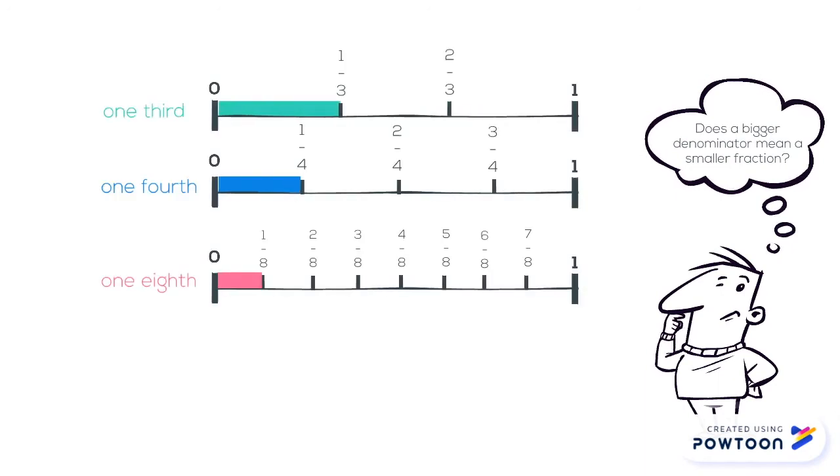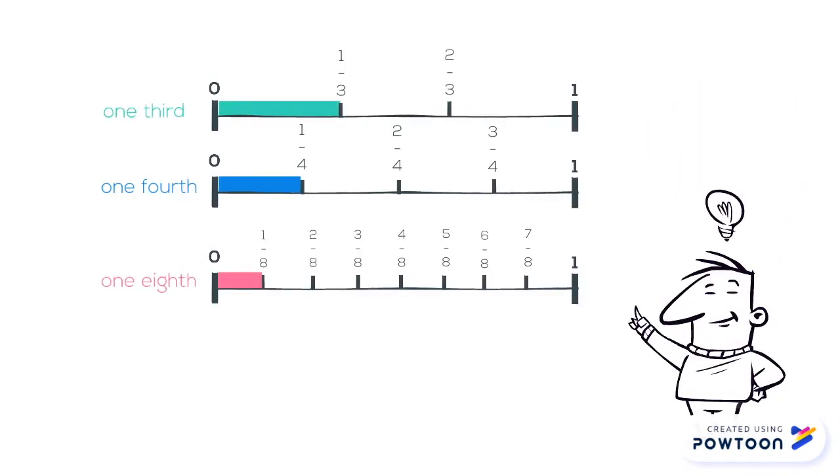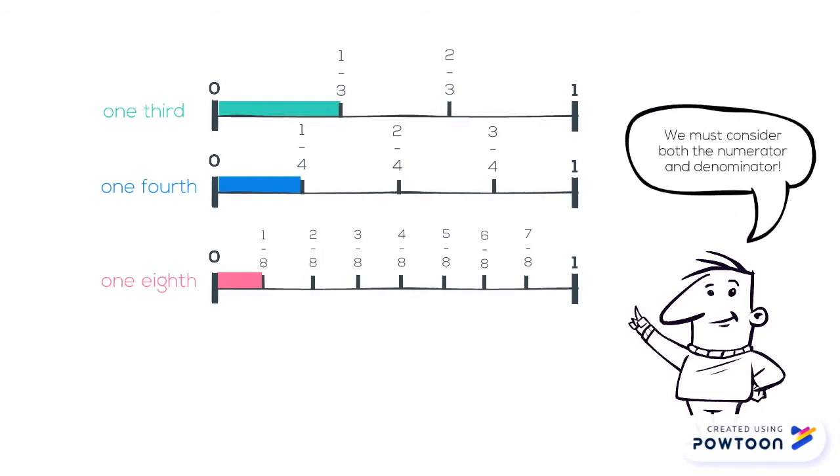However, remember, we must consider the denominator and the numerator together. For example, let's look at this as if there were 2/4 and 6/8. Notice how we can't just look at the denominator and say the larger the denominator, the smaller the fraction. In fact, in this case, it's the complete opposite.